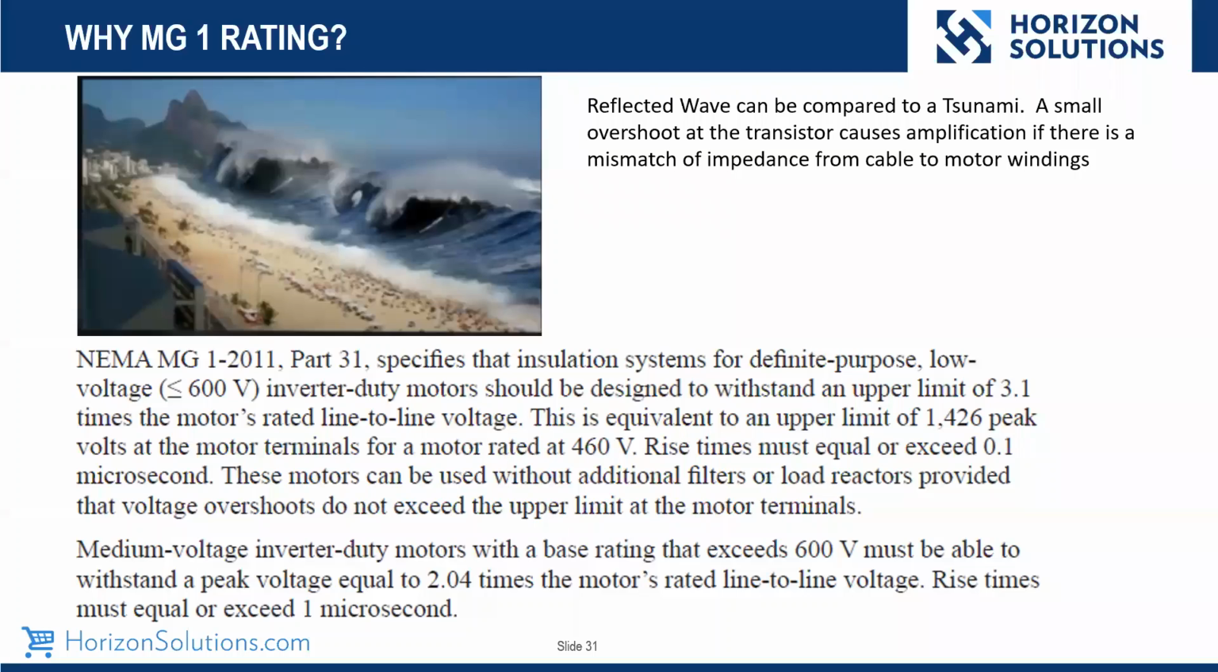Just switching gears here really quick, going to a medium voltage inverter motor. Versus the base ratings, that's 600 volts and above. So typically in North America, 2400 volts and 4160 volts. You're going to see that the motors need to withstand 2.04 times the line-to-line rating. And the rise times are a little slower now, right? They must equal or exceed 1 microsecond. So we've got a little bit of breathing space there with the medium voltage. Next slide.